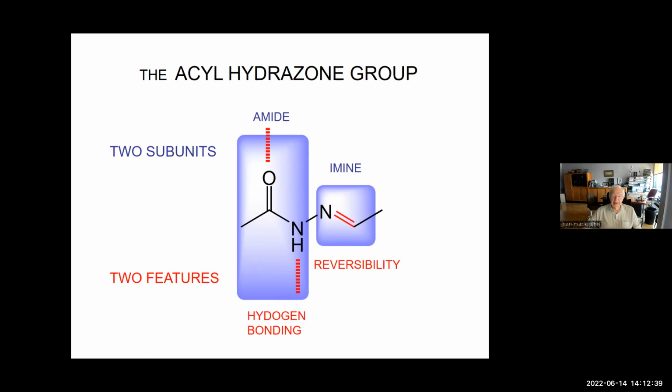So acyl hydrazone derivatives are indeed very interesting to use for covalent dynamic chemistry, because they unite these two features of having an amide group for hydrogen bonding, a peptide bond in that respect, and also reversibility through the imine function.